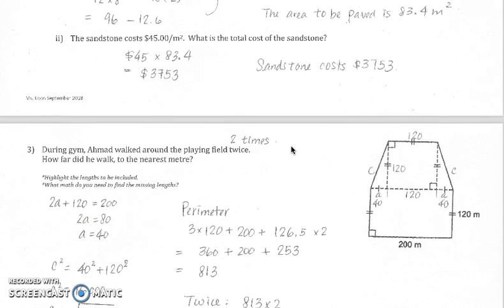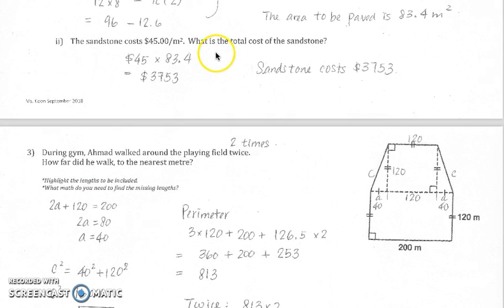Part 2. Sandstone cost $45 per square meter. What is the total cost of the sandstone? So now, very similar to the edging question, we multiply the unit price, $45, by the amount of tiles that we need, 83.4 square meters, which works out to a total cost of sandstone of $3,753.